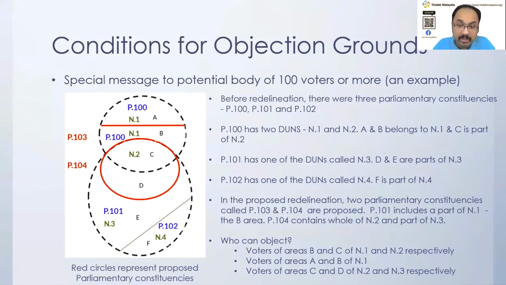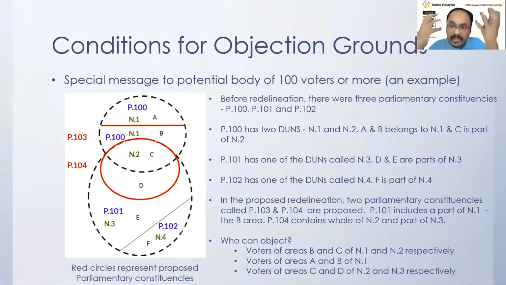Okay. But voters of A, let's say you want to object, voters of A of P100 and F, you can't make the combination A and F. And sad to say, from our analysis of the redelineation report of 2016 and 18, voters in F, unfortunately, their objection or representations will not be considered because there was no alteration. Sad, but this is the reality.